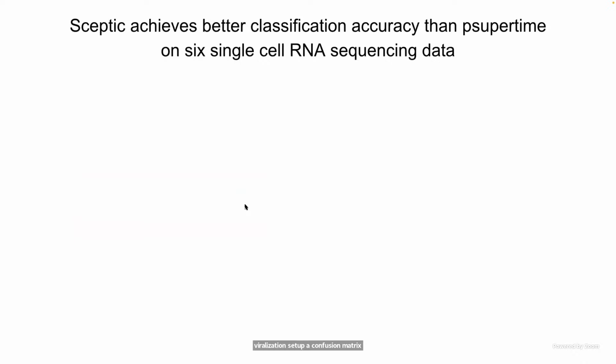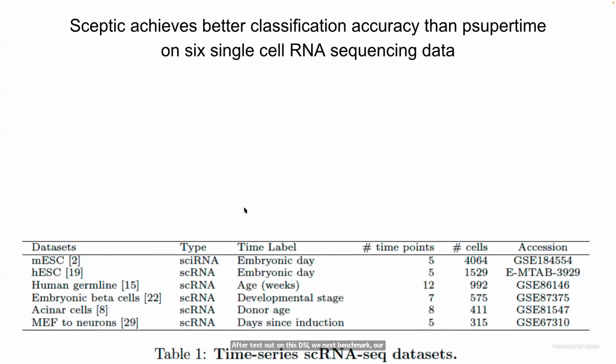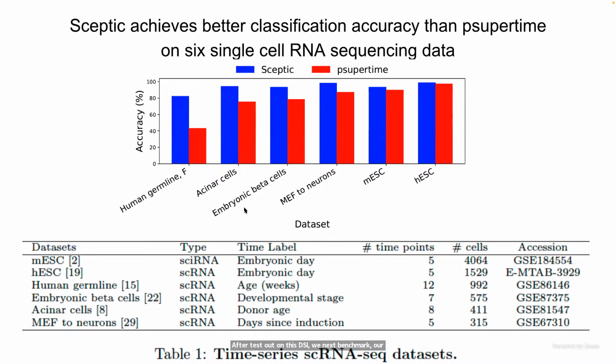After testing on this data set, we next benchmark our SCEPTIC model on six public single-cell RNA-seq data sets. Five of them were evaluated in the original Pseudotime paper, where it was shown to outperform PCA-based models. So we directly compare performance on those five data sets. On all six data sets, our SCEPTIC model achieved uniformly better classification accuracy, and the improvement is also significant according to a Wilcoxon rank test.